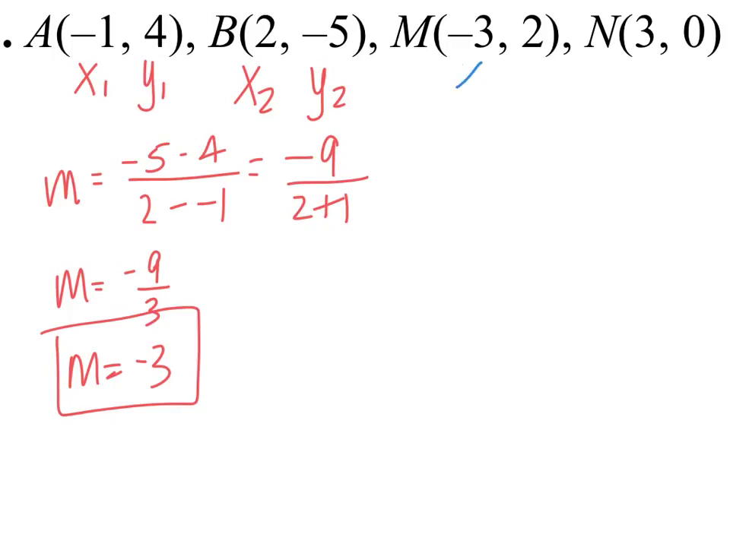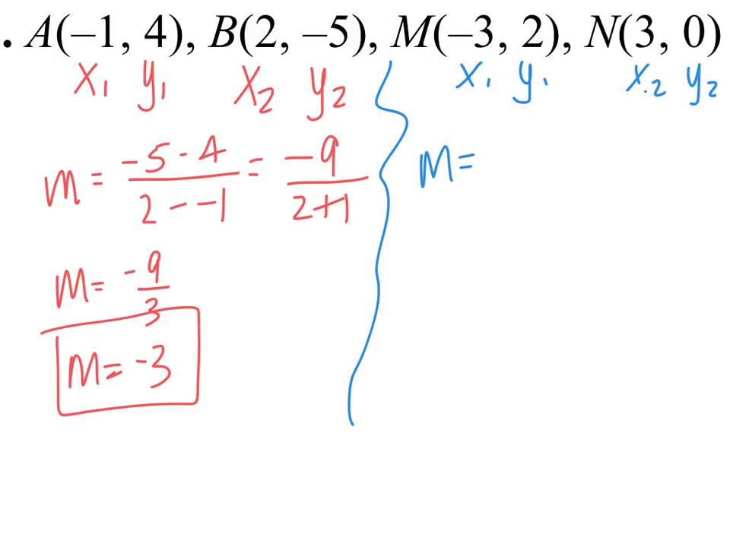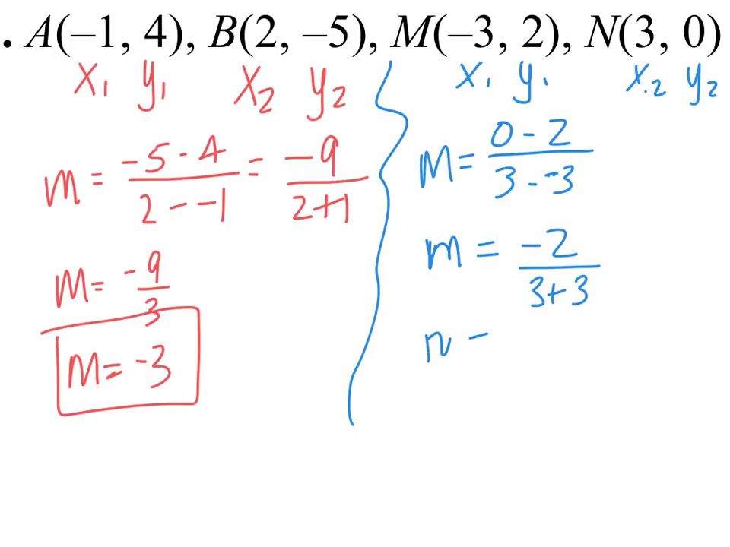Okay, and I'm going to call this x sub 1 and this y sub 1, call this x sub 2 and y sub 2. And so for MN, I'm going to get that slope by plugging my values into my formula, so I get 0 minus 2 divided by 3 minus negative 3. And so that's going to give me negative 2 divided by positive 3 plus 3, so positive 6. So I'm going to get slope is equal to negative 2 over positive 6.